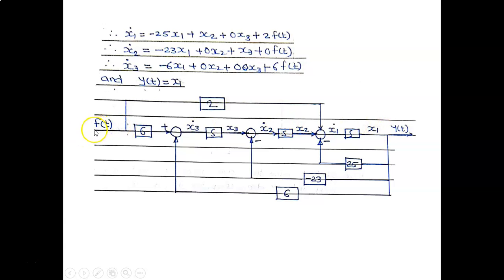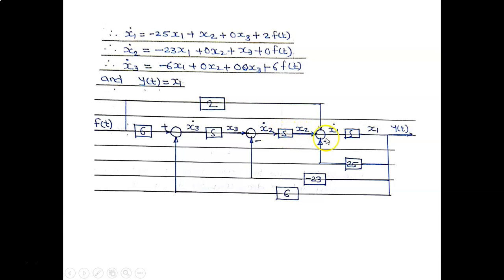First of all, we will see the computer diagram for f of t. First of all, x3 dot is equal to minus 6 x1 plus 6 f of t. Therefore, from this summing point x3 dot, its value should be 6 f of t minus 6 x1. Therefore, the integration of x3 dot is x3. Again, it is fed back to the summing point. From the summing point the x2 dot signal is there. Therefore, x2 dot, its integration is x2.